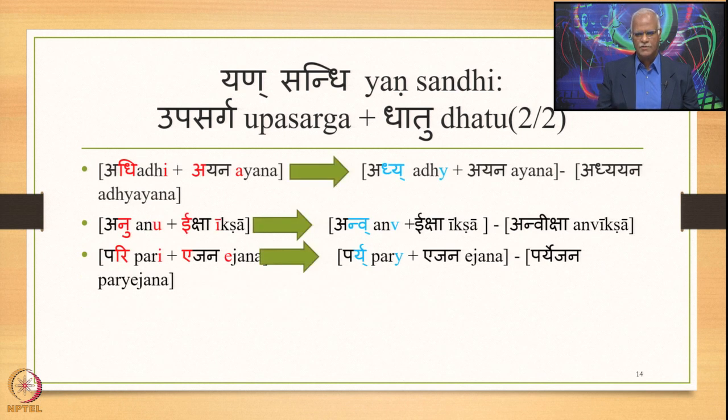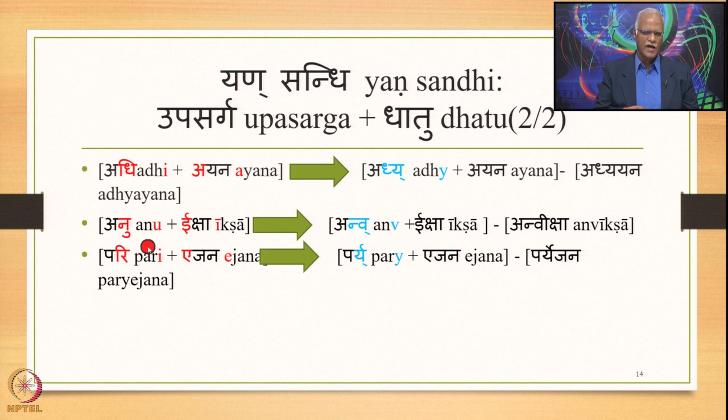So here are the examples, adhi and ayana. Adhi is the upasarga and aya, or e, is the dhatu. And then we have this obligatory samhita, so i followed by a, and they are uttered in the samhita mode. So 6.1.77 Iko Yanachi applies, and the output generated is adhya ayana, adhyayana.